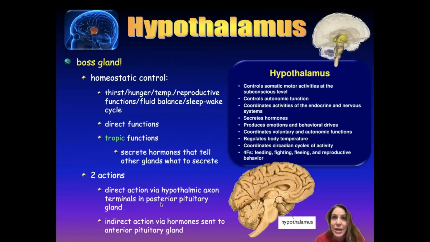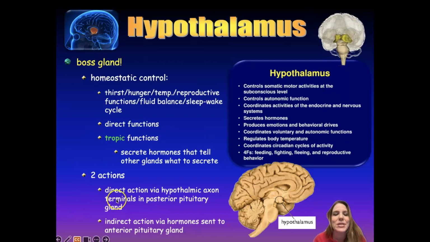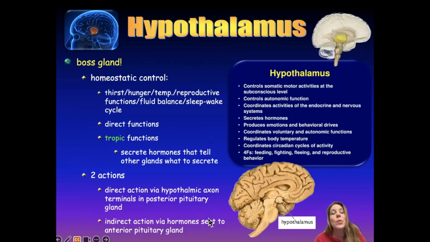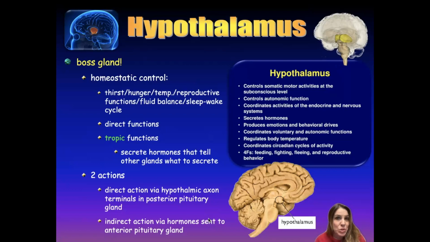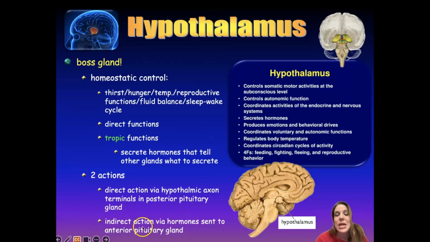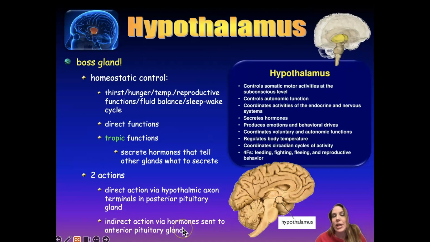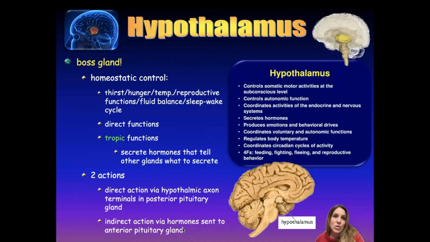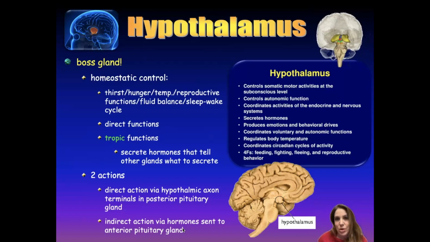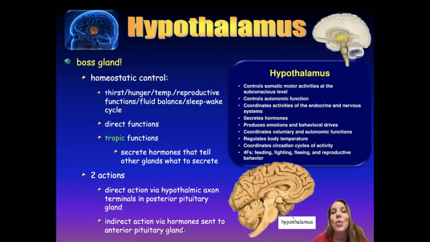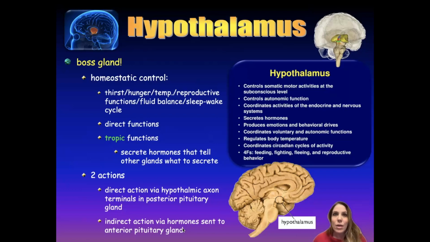So we'll talk more about that in just a little bit when we talk about the pituitary gland. But it can also have those indirect effects by sending hormones through the bloodstream, which we'll talk about in a second, to the anterior pituitary gland, telling it to produce and secrete particular hormones that will then target other glands. So we'll see exactly how this is done in just a little while when we talk more about the pituitary gland. But for now, know that the hypothalamus is the coordinator. It's the boss. It's the one that kind of sets these whole negative and positive feedback loops in motion.